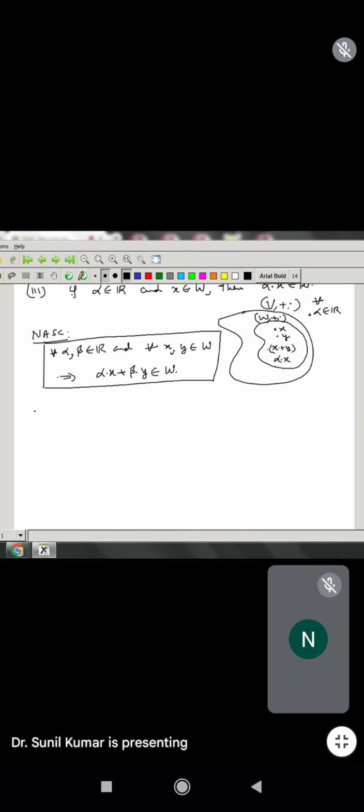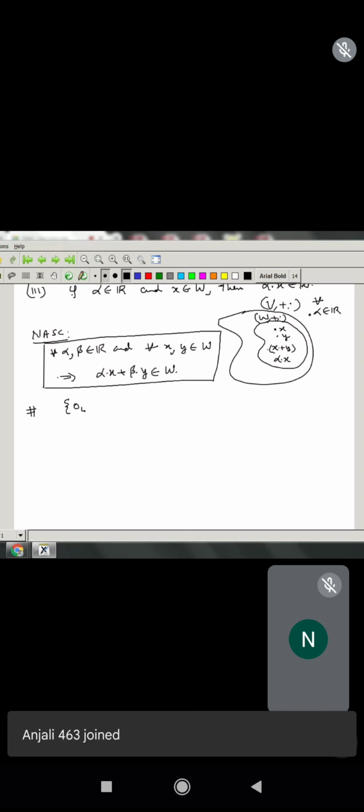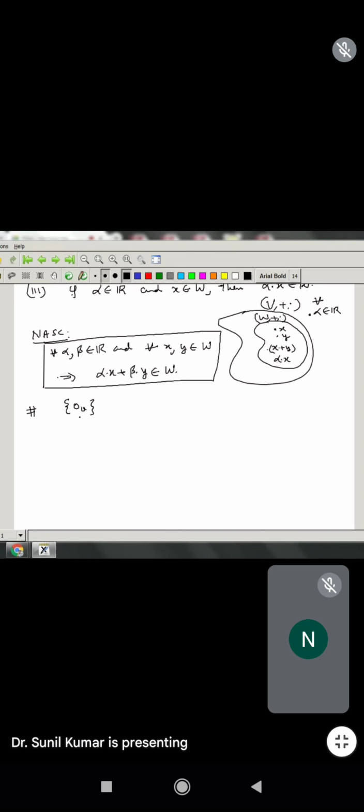So two vectors are always a subspace of a vector space. What are those two vectors? Can someone tell me what those are? If I take 0_V as a vector, is it a vector space?